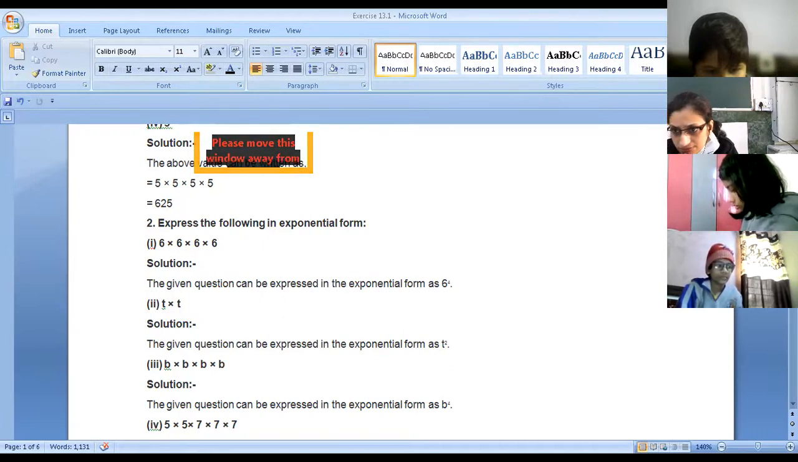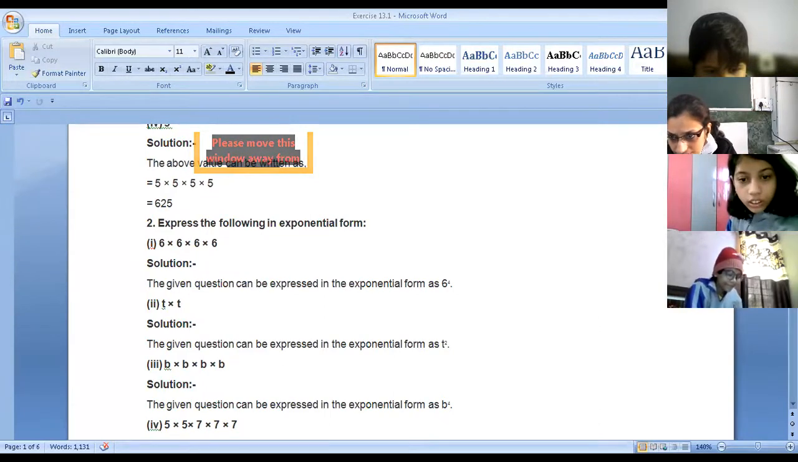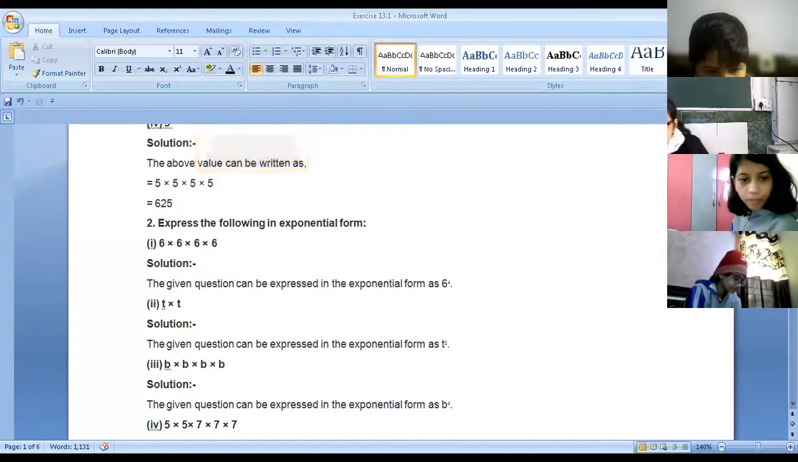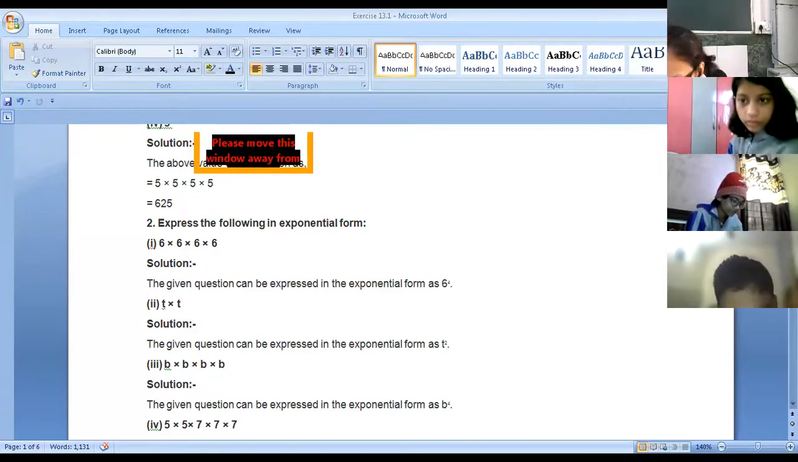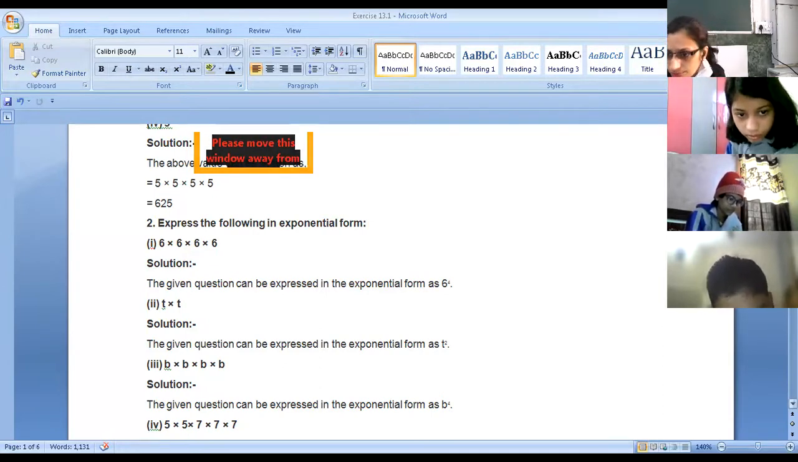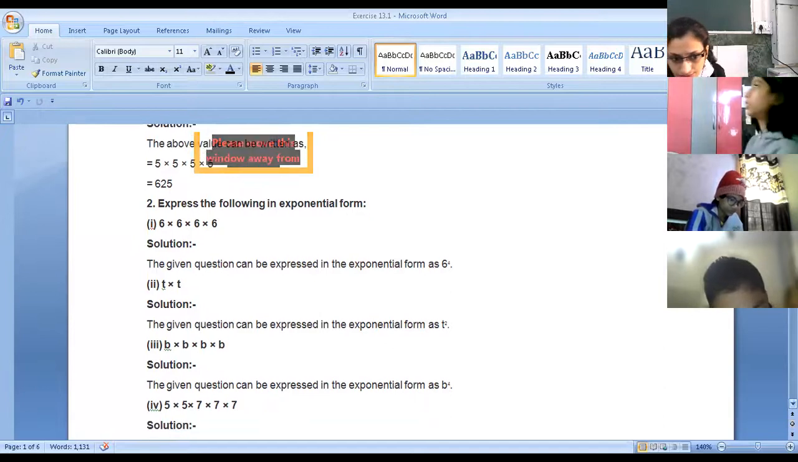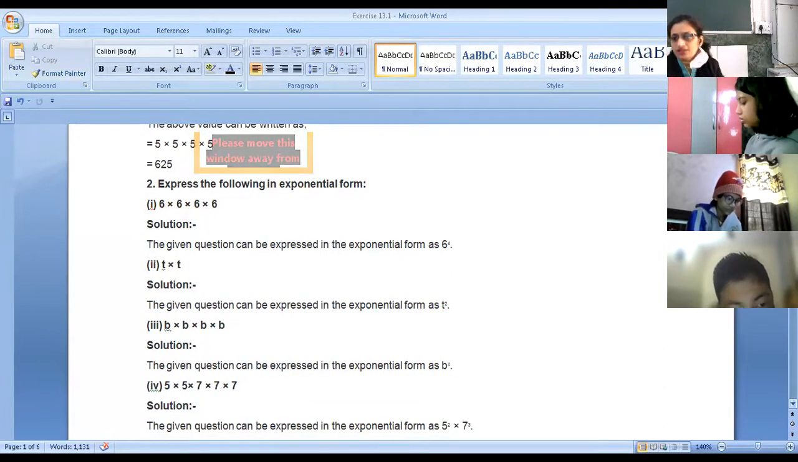Sejal, what will be the answer of the fourth part? Wait, beta, let her speak. 5 is 2 times, so it is 5 square, and 7 is 3 times, so it is 7 raised to the power 3. Raised to the power 3 is called cube. So 5 square multiply 7 cube. Okay.